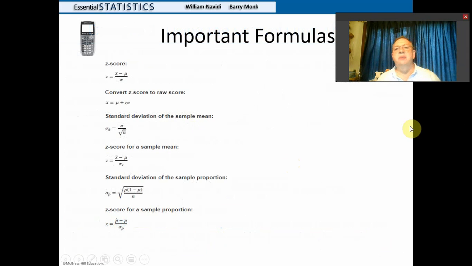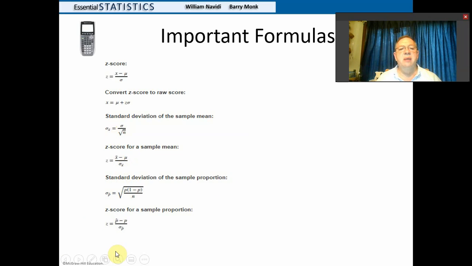So here are some important formulas that I've added to this slide. Before, we were doing based on just the general z-scores, x minus mu over sigma, and how to convert from a z-score to a raw score and a raw score to a z-score. Here's the standard deviation of the sample mean. Remember, that was the standard error of the sampling mean, sigma over the square root of n. Here was the z-score based on that. I took my x bar, what I was concerned about, minus the mu, the mean of the sample means, divided by the standard error of the sampling means.